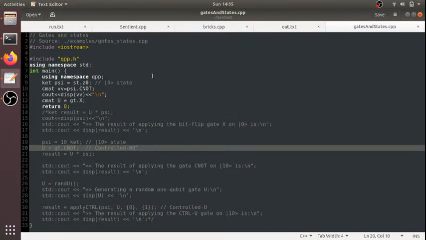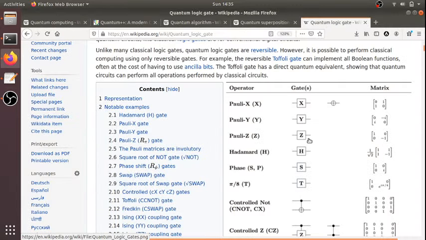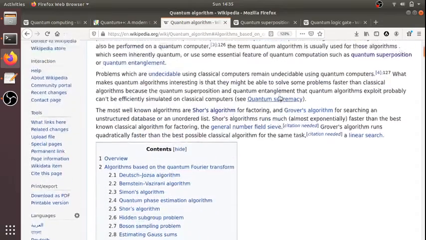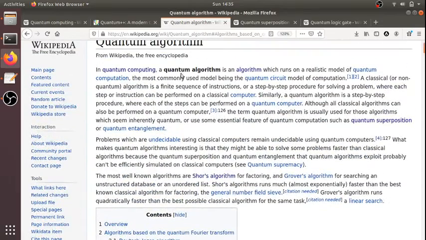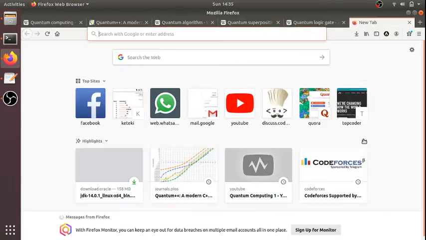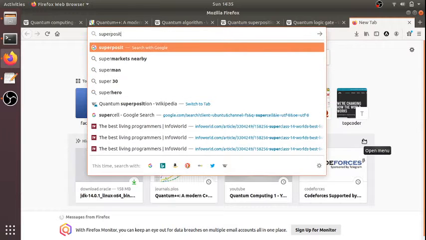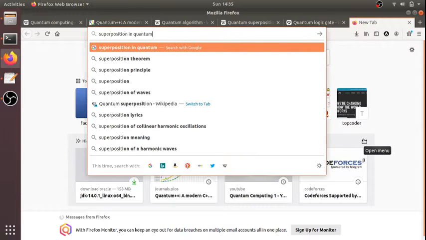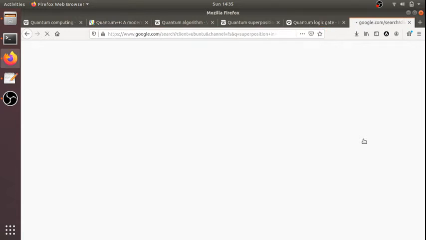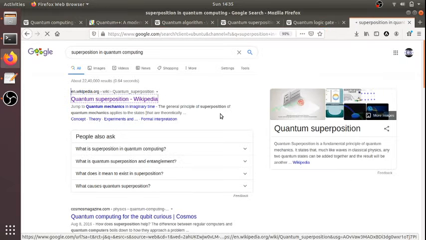So, because if we are using... and how to extract the value of the first quantum state? So if two quantum states are in superposition, I want to read about superposition in quantum computing. What is it and what's it about?